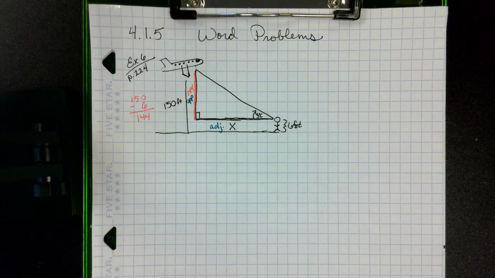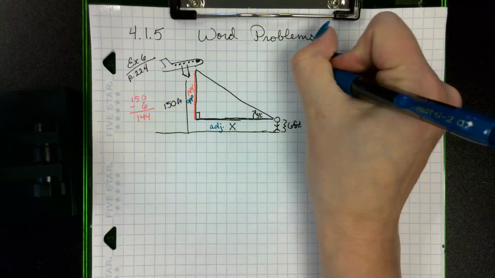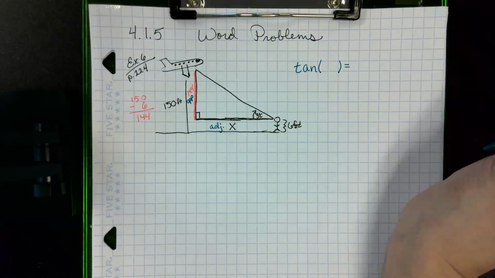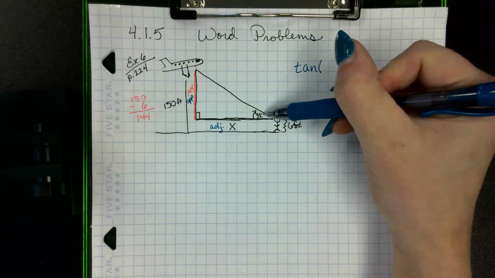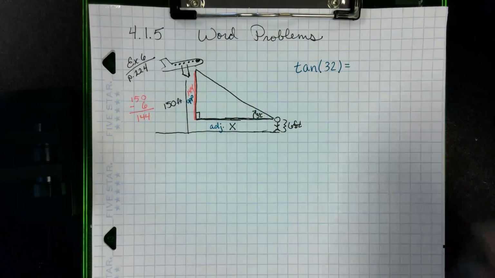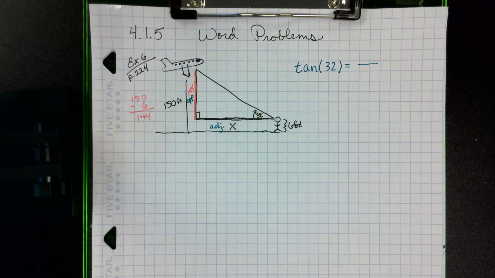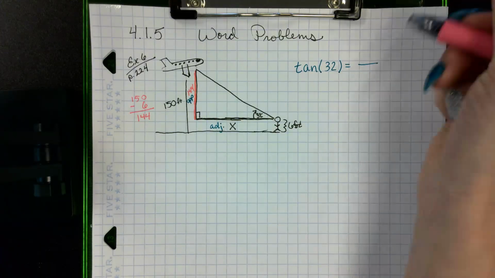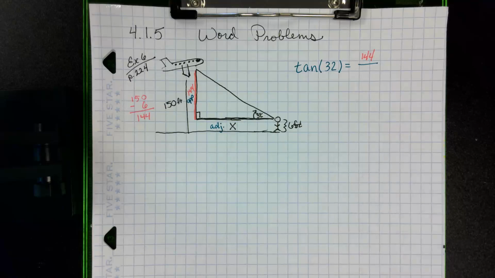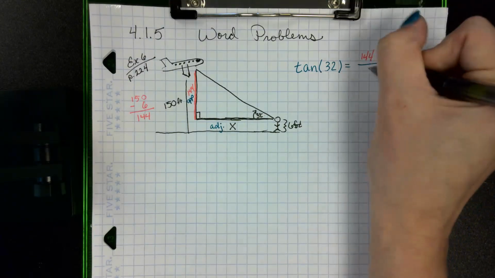When it's just the legs of the triangle with no hypotenuse, you're going to use tangent, because TOA, tangent equals opposite over adjacent. So tangent of the angle, and we have the angle, it's 32 degrees, is equal to the ratio of the opposite side, 144, over the adjacent side, x.